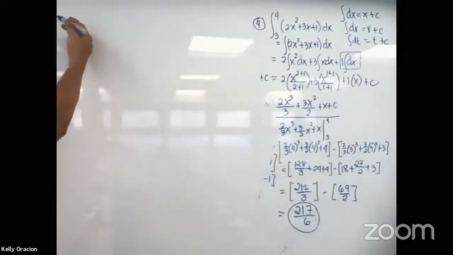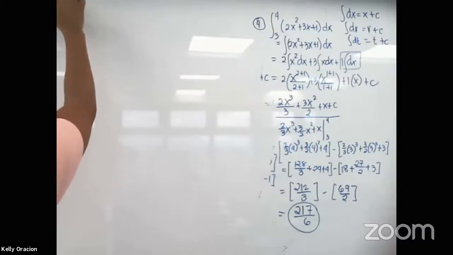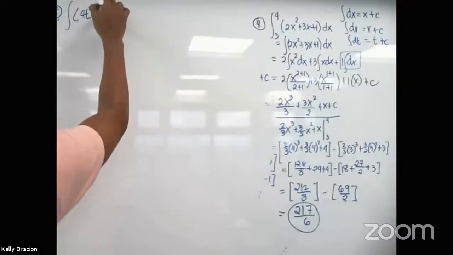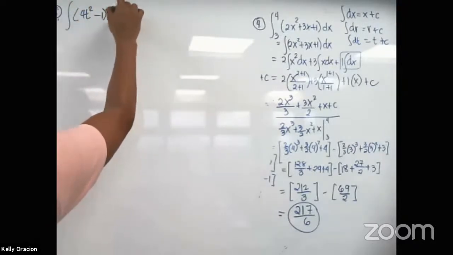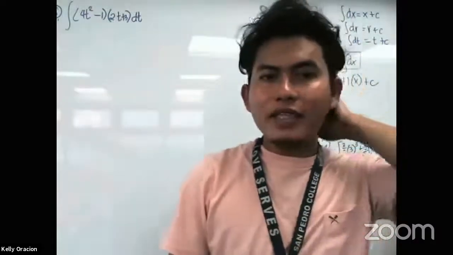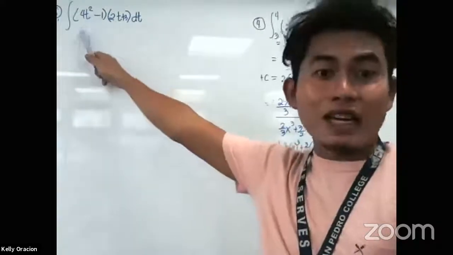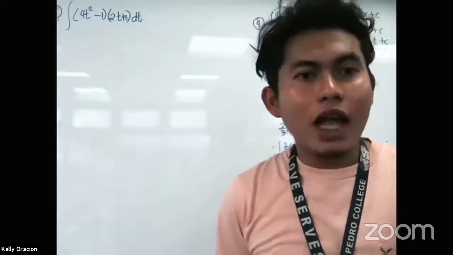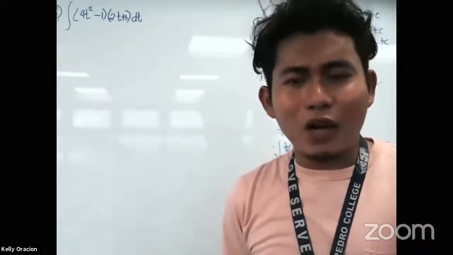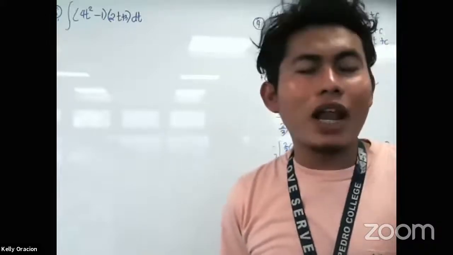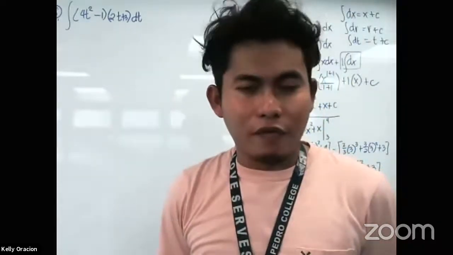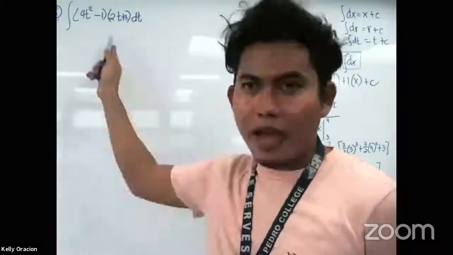Okay, so let's proceed to example number 5. Okay, our fifth example, we have here 4t squared minus 1 times 2t plus 3. Now, in integral, we don't have a product rule among the basic rules. The product rule is not in the basic rules. So sir, with this given, how do we solve it?